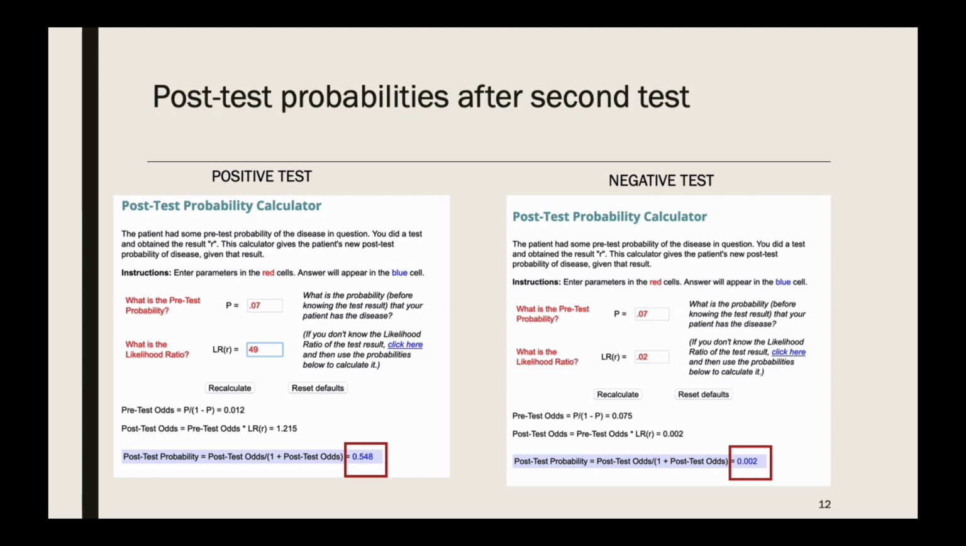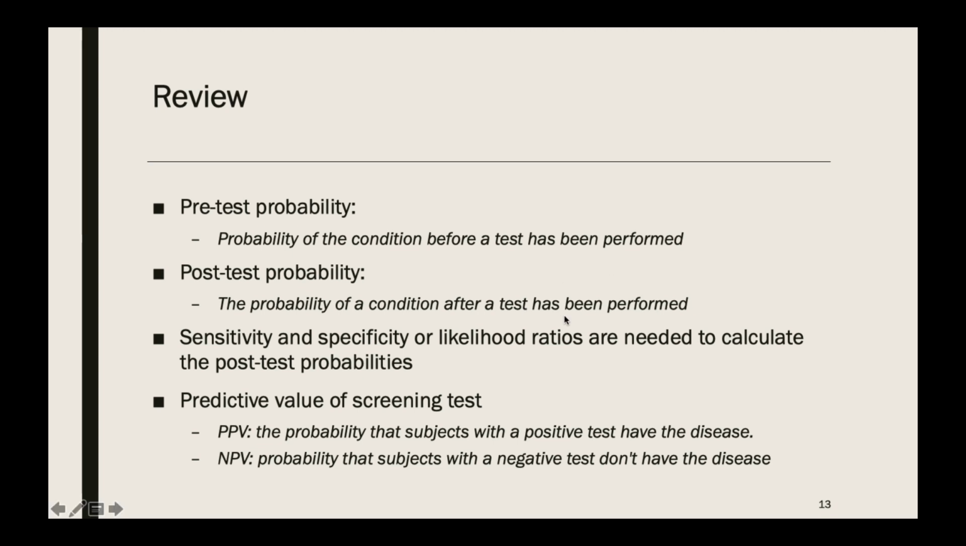So what did we learn today, or what did we review? I'm sure you've heard this all before. We reminded ourselves of what pretest probability is, the probability of a condition before the test has been performed. We also reminded ourselves of the post-test probability, the probability of a condition after we've performed the test. And sensitivity and specificity or likelihood ratios are needed to calculate the post-test probabilities. So you need three things: the pretest probability, and the sensitivity and specificity or likelihood ratios.